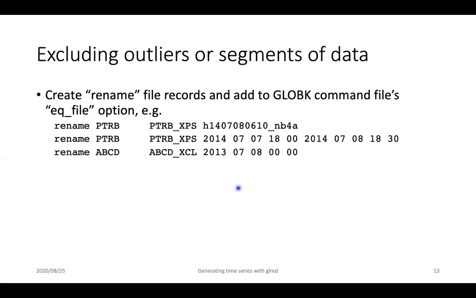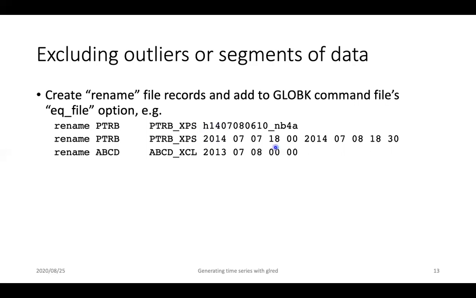If we do want to exclude outliers or certain segments of data, we can create rename commands in a file that will read into the globk command file with the EQ file option. So for example, if we see outliers at site PTRB that is associated with a particular H file that we're reading in, we could rename PTRB to PTRB_XPS. This would normally be GPS or 2PS or 3PS. If we put an X in there, that has a special meaning, which means to exclude the site from globk combinations and velocity solutions. And that would only be applied to this H file here.